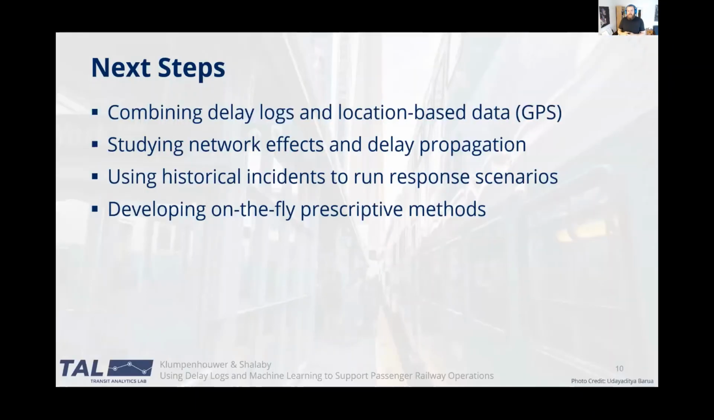So some of the next steps are to combine these delay logs with some potential location-based data, such as GPS, and try to look at network effects and how delay propagates throughout a network. So how do knock-on effects work throughout this entire network, all eight branches together, and do some response scenarios with some historical incidents, and maybe develop some on-the-fly prescriptive methods so dispatchers can see the potential outcomes of their different choices as an event starts to turn into an incident.